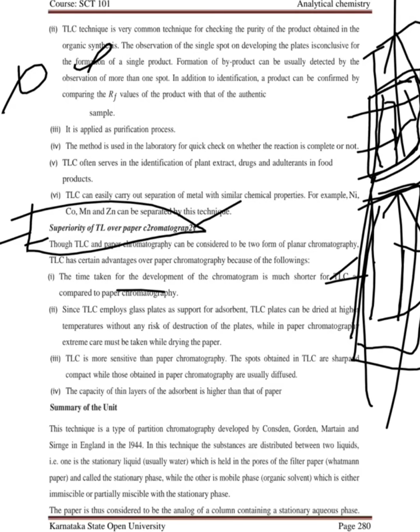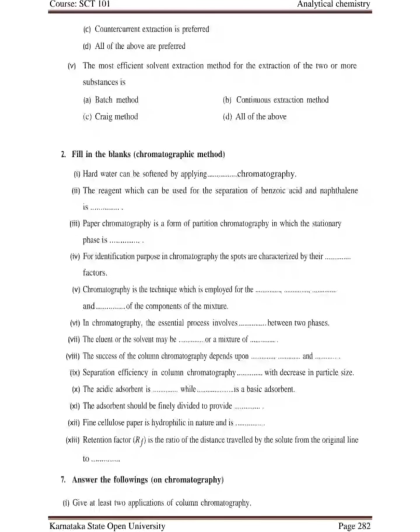So next, these are some of the questions and objectives. And the next unit is where we are going to study gas chromatography. Gas chromatography is the technique used for separation. It is the same, but here we are going to use a gas as the mobile phase. That is known as gas chromatography. It is extensively used as a technique for analytical and industrial purposes.